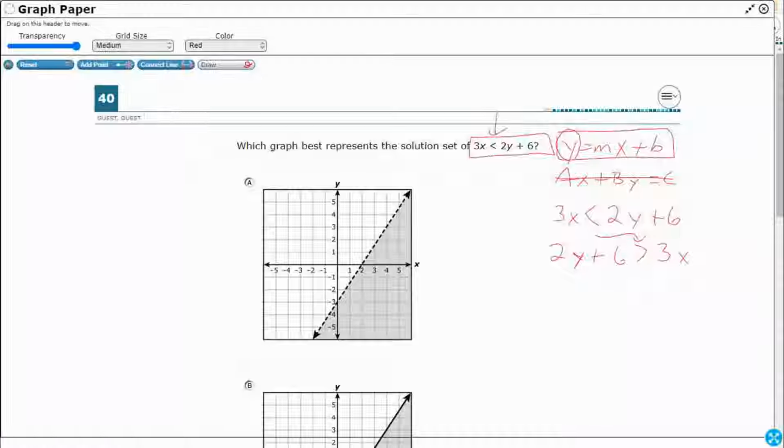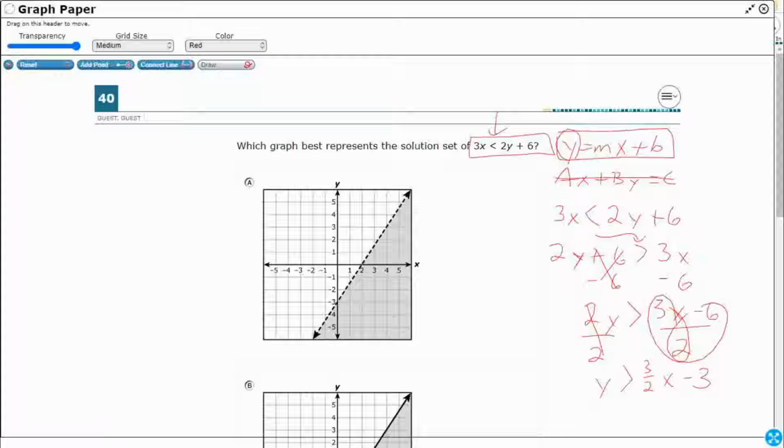And so now I've got the y on the left side, because I want the y on the left side. I'm used to reading it like that. Now I can get rid of this 6 by subtracting it from both sides. 2y greater than 3x minus 6. Now we're looking a little bit more normal. Now I'm going to divide by 2. So it's going to be y greater than 3 halves x, remember you distribute this out, minus 6 over 2, that's minus 3. Okay? And this does make sense, right?